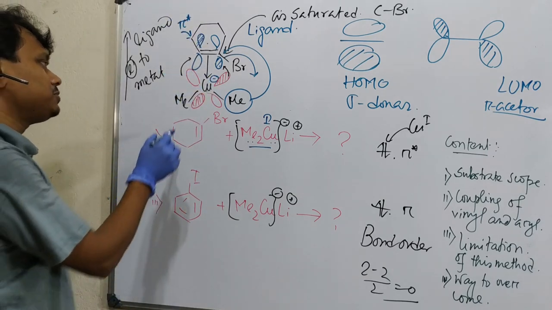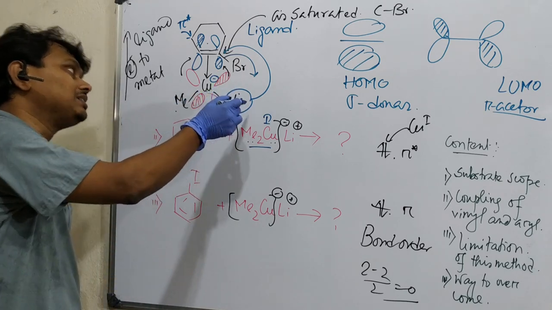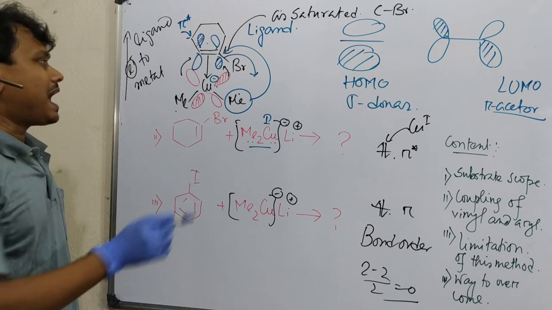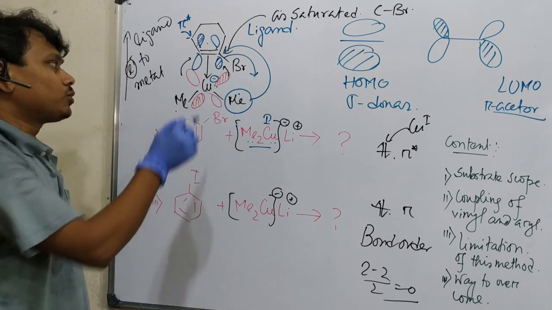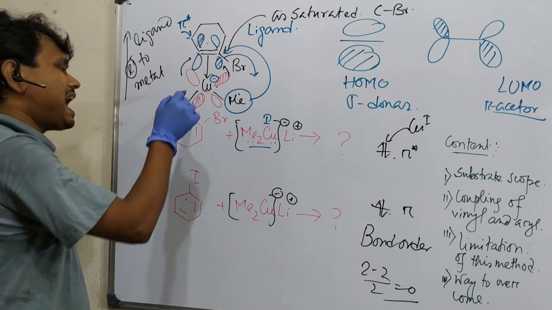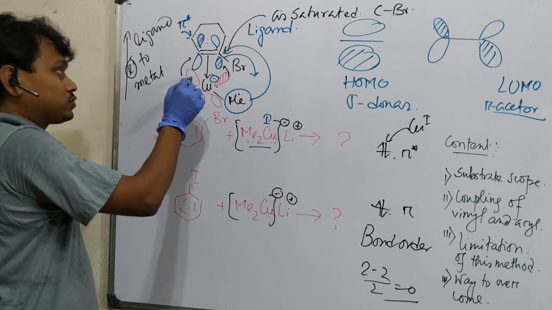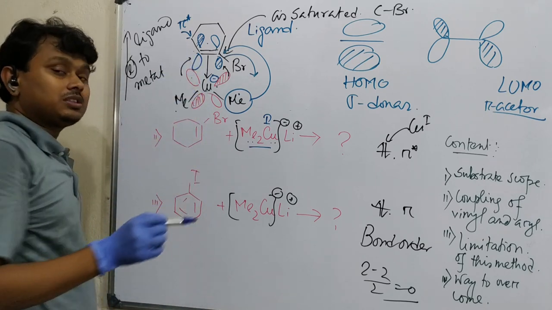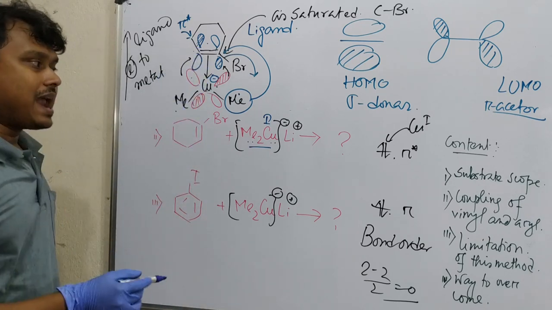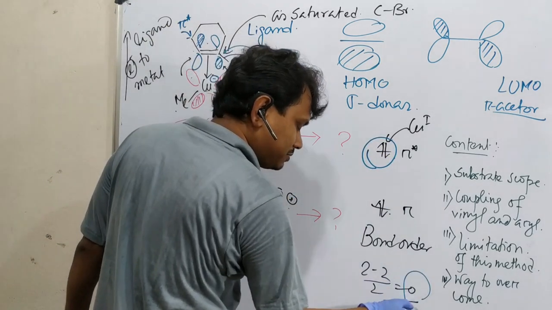Copper is electron rich because, first of all, it's in the plus one oxidation state, and second, another unit of methyl is attached to this copper, which is a strong sigma donor. So copper, being electron rich with a filled d orbital, can donate its electrons to the pi star of this double bond, and if two additional electrons are donated to pi star, the resulting bond order becomes zero.